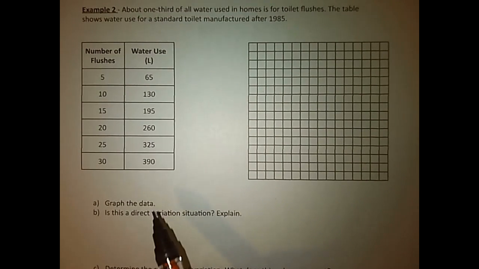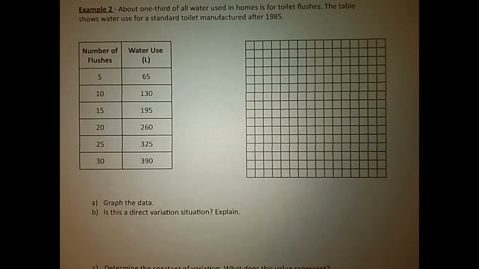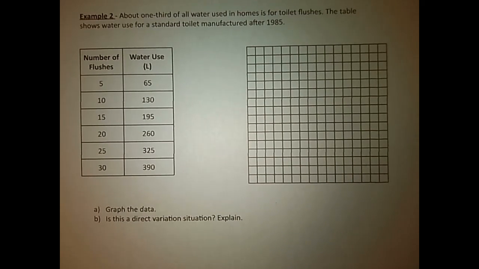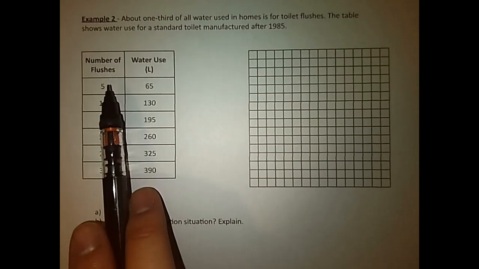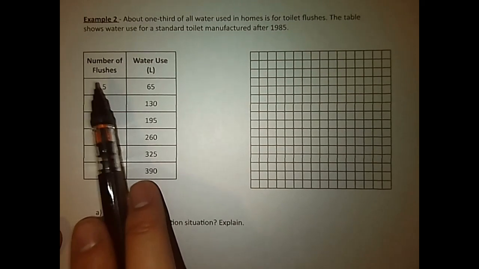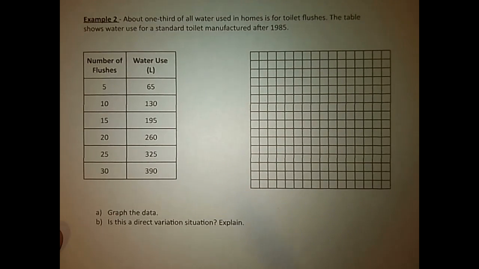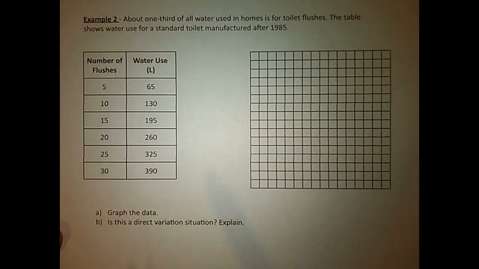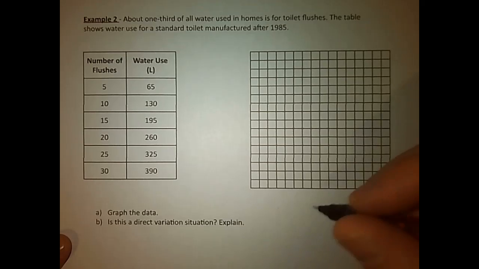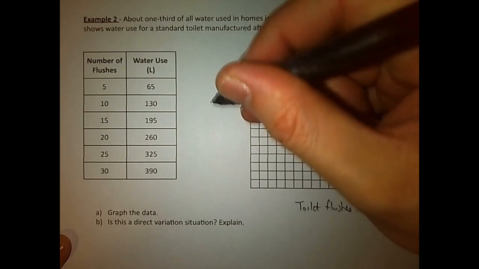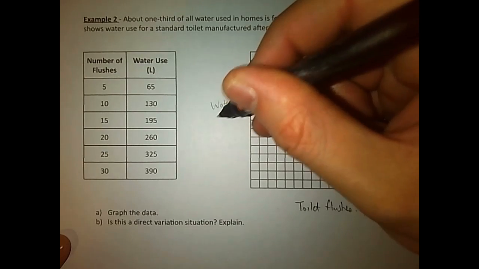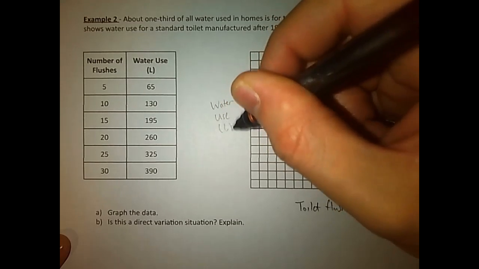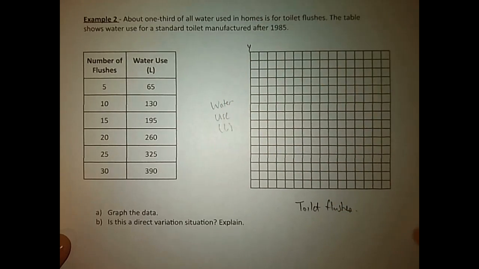So first we're going to graph this. We have to figure out which is our dependent and which is our independent variable. Does the water use depend on how many times the toilet is flushed, or does the number of flushes depend on how much water use there is? Usually the water use depends on how many toilet flushes there are. So this will be our independent variable, which will be on the bottom here. And the water use depends on the number of flushes, so that'll be our y-axis. Also putting in the units, and we'll label this x and y.